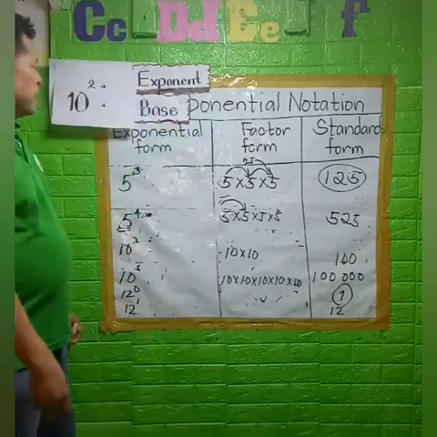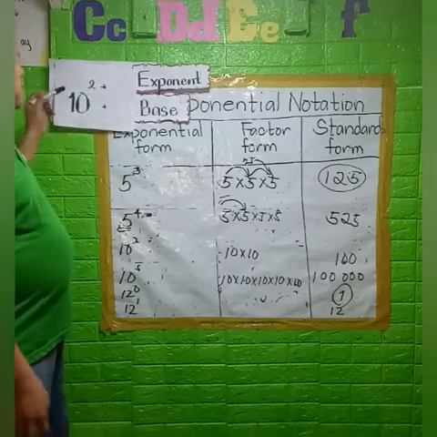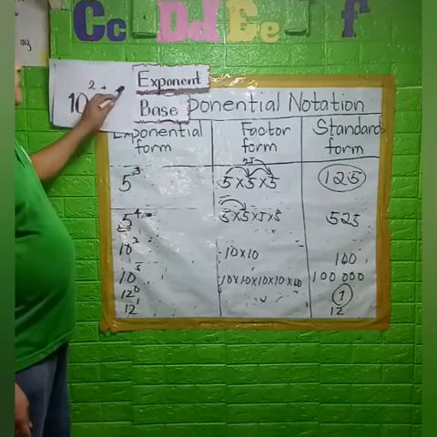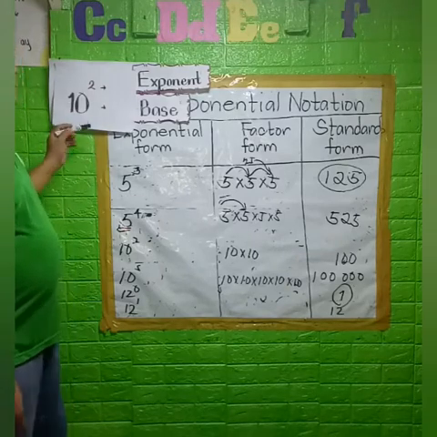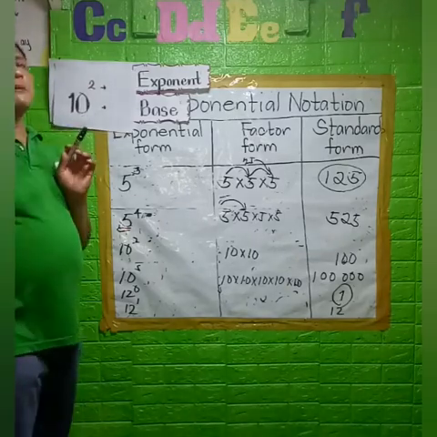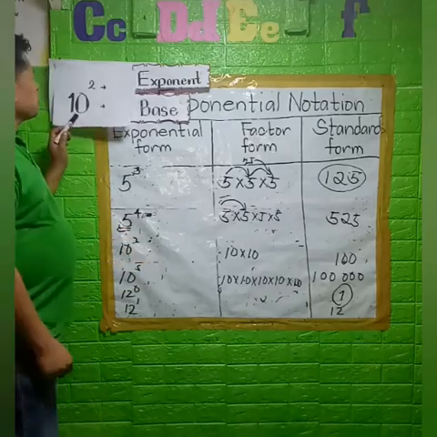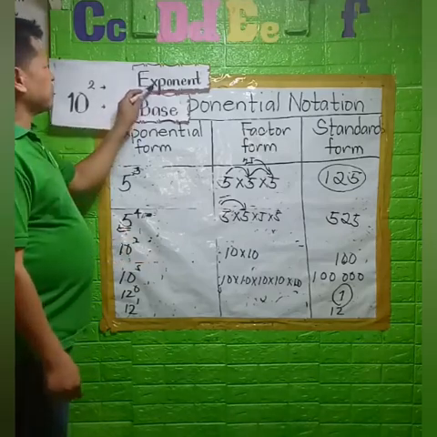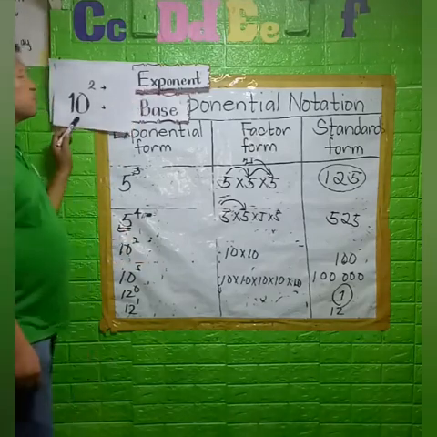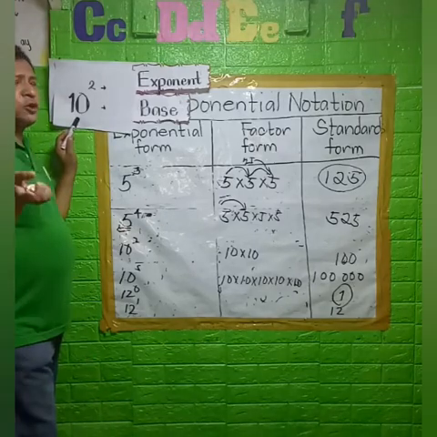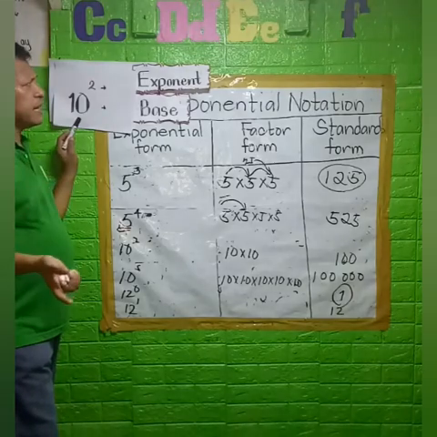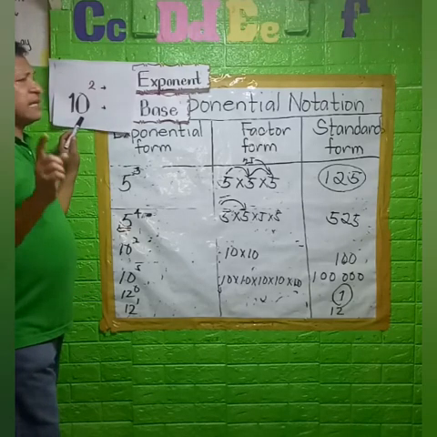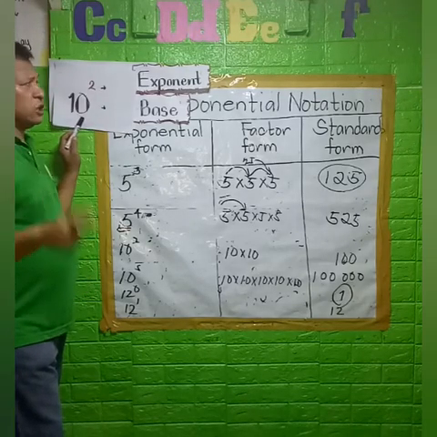Sa ating tinalakay kanina, sa exponential notation, meron po tayong tinatawag na dalawang term na dapat natin tandaan. Yun po yung tinatawag nating base at saka yung exponent. Alin po ba yung base? Yung base po, yun po yung number na i-multiply natin sa ating exponential notation.